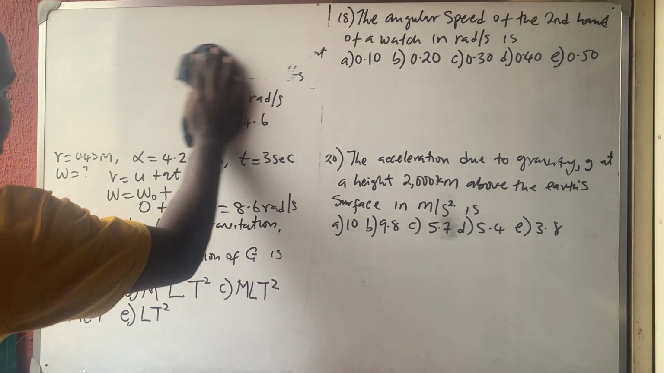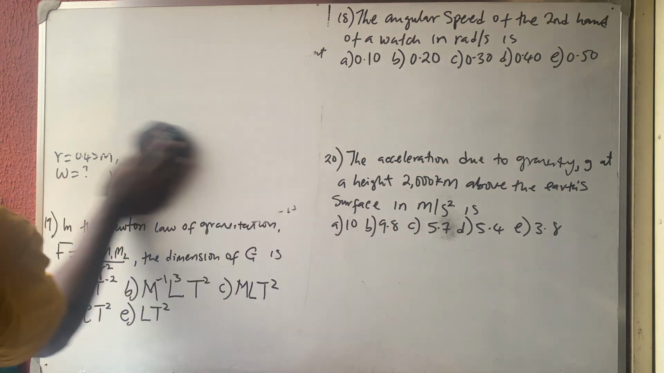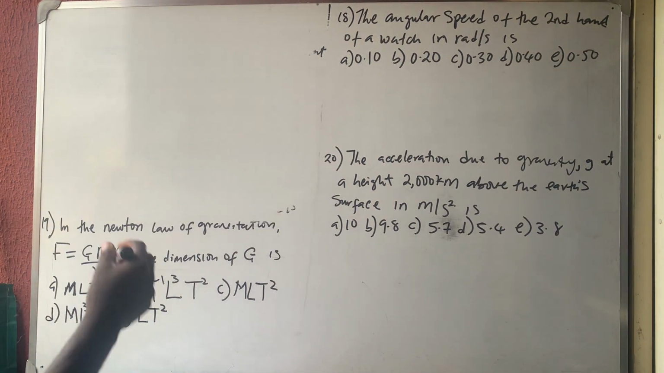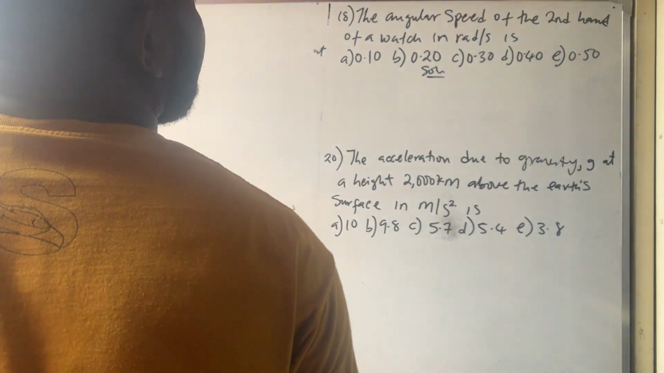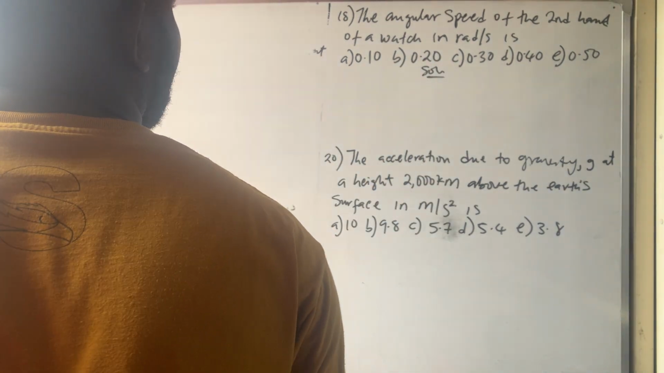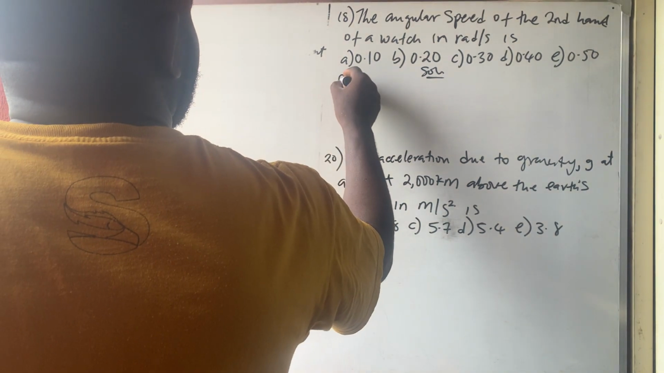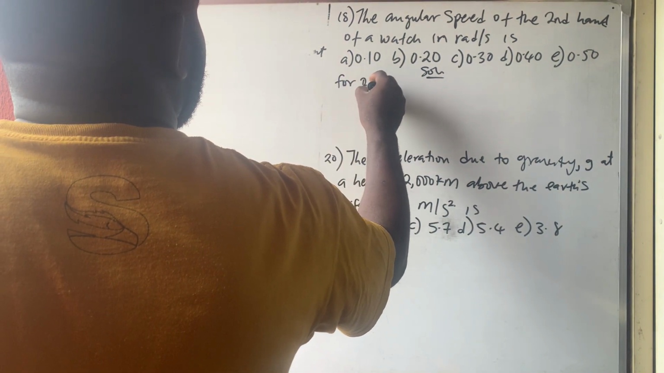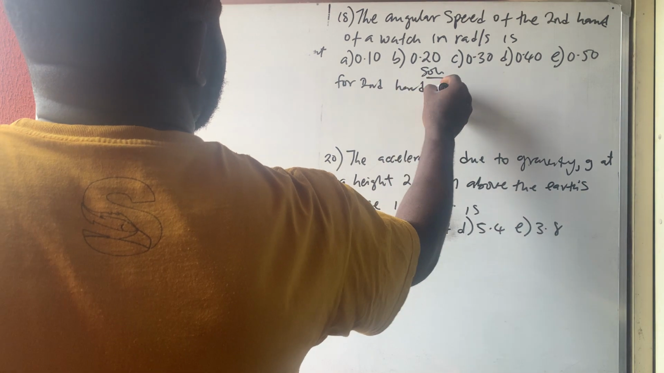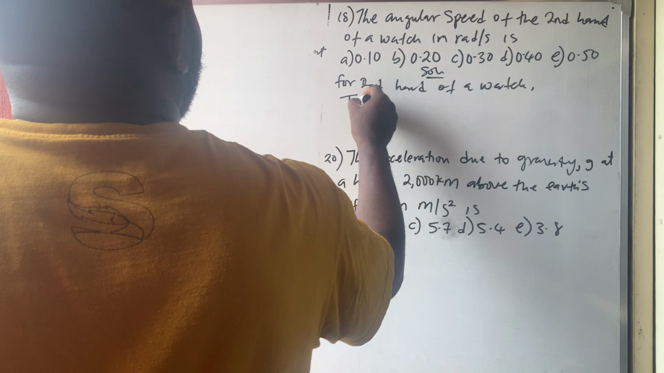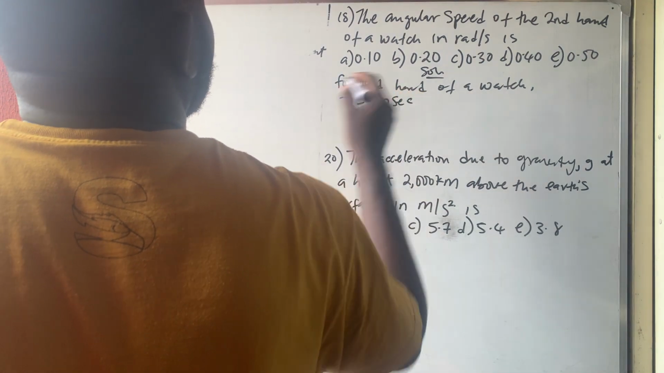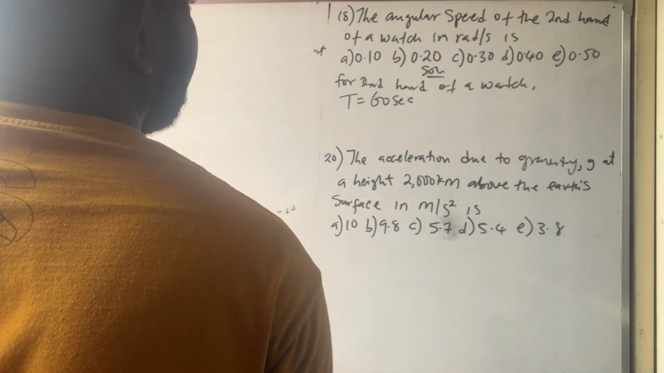So question number 18. Let's solve question number 18 here. Solution. It said the angular speed of the second hand of a watch. For the second hand of a watch, the period is equal to 60 seconds. They say we should find the angular speed.